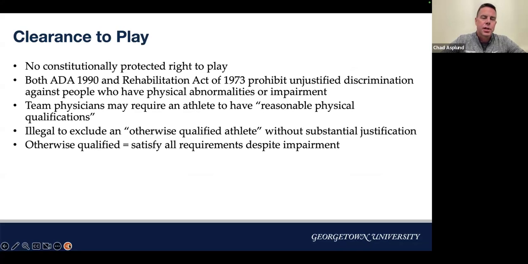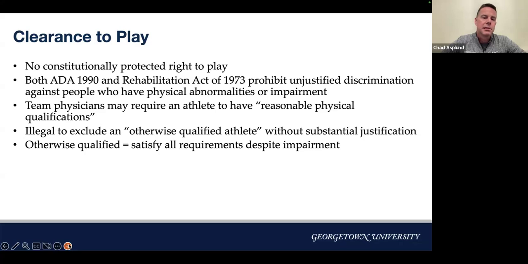One of the things that is tricky when it comes to clearance to play is athletes with disabilities. There is no constitutionally protected right to play, but both the Americans with Disabilities Act and the Rehabilitation Act prohibit discrimination against people who have physical abnormalities or impairments. The team physician may require an athlete to have a reasonable physical qualification. For example, if someone is blind and they want to do downhill skiing, that may be a challenge if they don't have the appropriate things in place. And if those accommodations aren't able to be provided, then maybe that particular athlete should not be cleared in that situation.